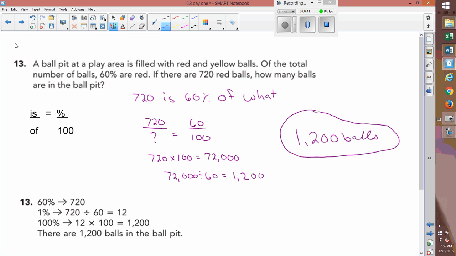A ball pit at a play area is filled with red and yellow balls. Of the total number of balls, 60% are red. If there are 720 red balls, how many balls are in the pit? 720 is 60% of what? That's going to be another part over whole if you wanted to do it that way. Crisscross divide. You get 72,000 divided by 60 equals 1,200 balls.